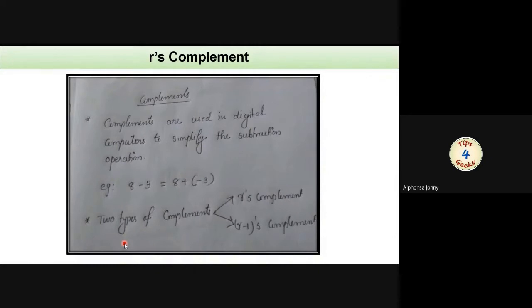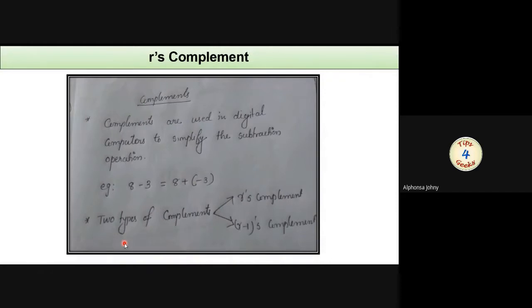Before going into the details of how we can find out the complement of a number, what is the requirement of finding or using these complements? We can explore it now. In digital electronics, two types of complements are defined, R's complement and R minus 1's complement. In this lecture, we are focusing on R's complement.